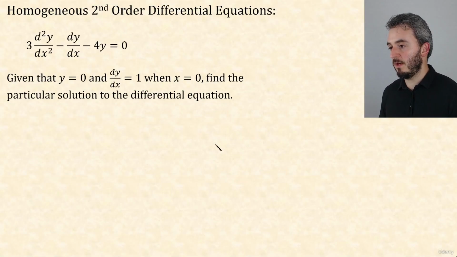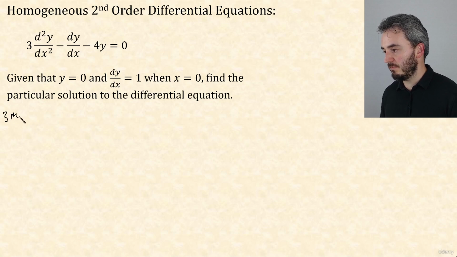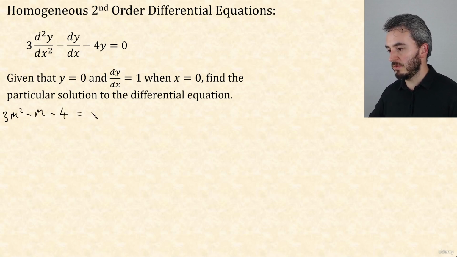All right, let's try another one. 3 d2y by dx squared minus dy by dx minus 4y equals 0. And we've been given the boundary condition. So we're going to solve the whole thing now and find a particular solution. So it's 3m squared minus m minus 4 equals 0. I'm certainly going to do this on my calculator. 3, minus 1, minus 4 gives two real solutions, 4/3 and minus 1.